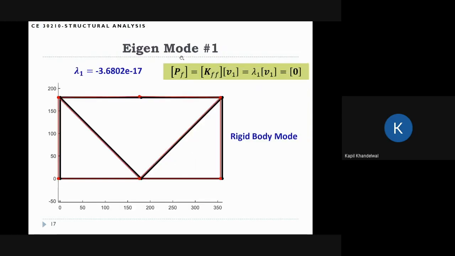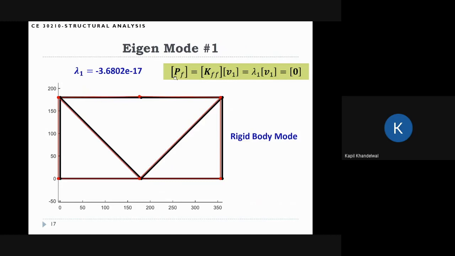So this is the first eigenmode. You can see that the black is the initial configuration, and the red line is the eigenmode. This is the deformation in that eigenmode, the mode V1. V1 is the eigenmode corresponding to the first eigenvalue. Clearly, in this case the structure as a whole is moving as a rigid body. As I told you, lambda 1 is technically 0, just a small number here.